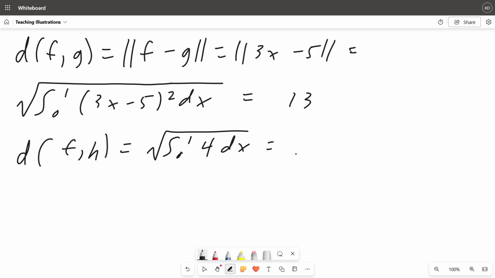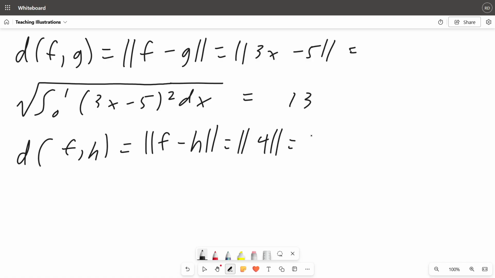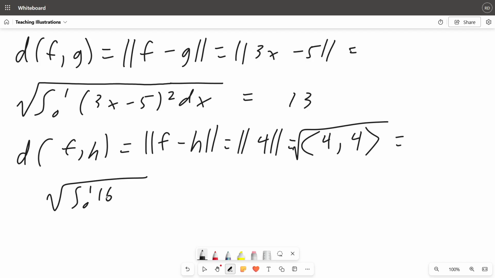Or, no, hold on. 4 squared dx, because we have to multiply. Yeah, let me add in the extra step that I skipped, just in case it helps clarify. It would be the norm of F minus H, which would be the norm of 4, which would be the inner product of 4 with itself, and then take the square root. So that's the square root of the integral from 0 to 1 of 16 dx. That's just 16. So 4.